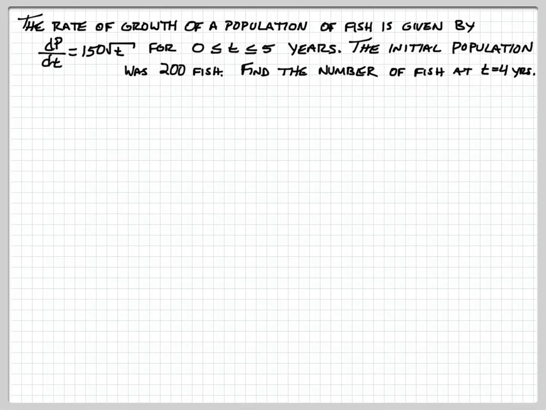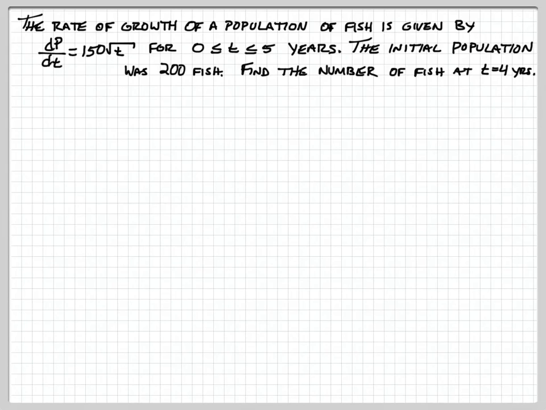Alright, in this video we're going to talk about some applications of indefinite integration or anti-differentiation, either way, however you like. So we've got the rate of growth of a population of fish given by the function dp over dt equals 150 root t, for all values of t between 0 and 5 years. The initial population was 200 fish, and we want to find the number of fish at 4 years.